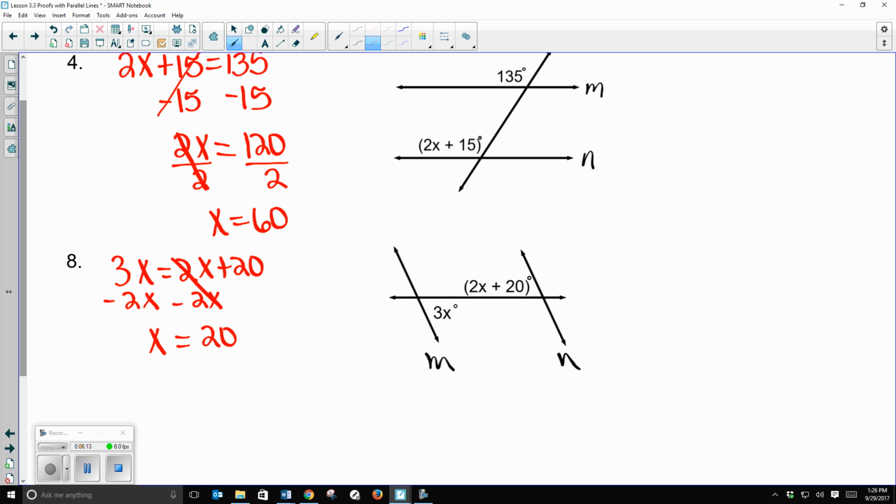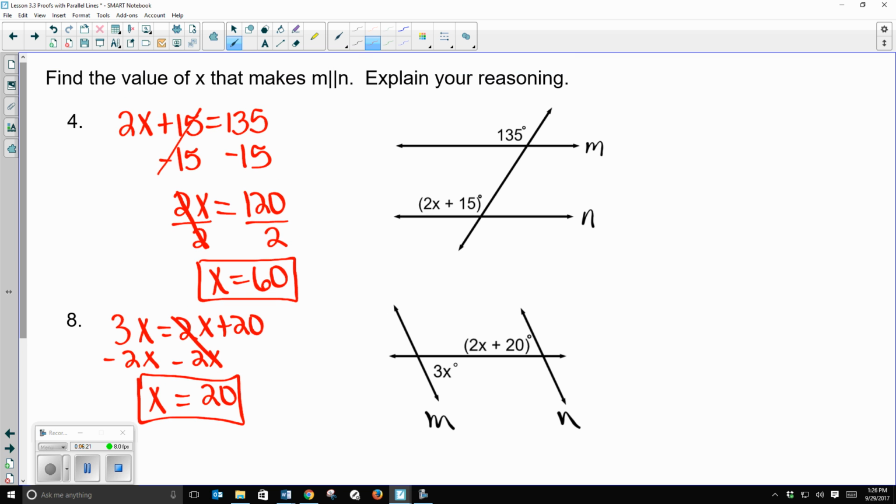All I have to do in both problems is find x. But in problem number 8, if I was curious and wanted to know the measure of the angle, I could just plug it in and see. Plus, I could check my answer to see if I get the same thing for both. If I plug in 20, I get 60. If I plug in 20 here, I get 20. 2 times 20 is 40 plus 20 is 60. So I would get 60 for both. So that would be a way on your test to check your answer and make sure you did it right.